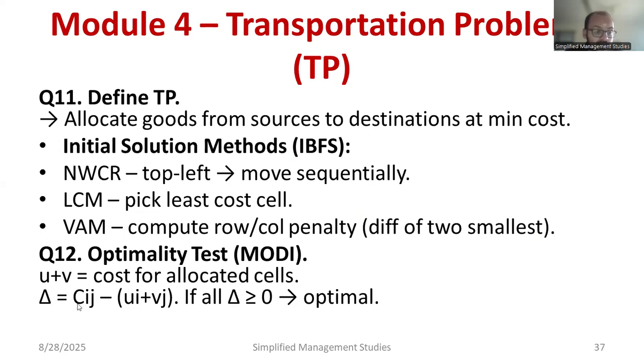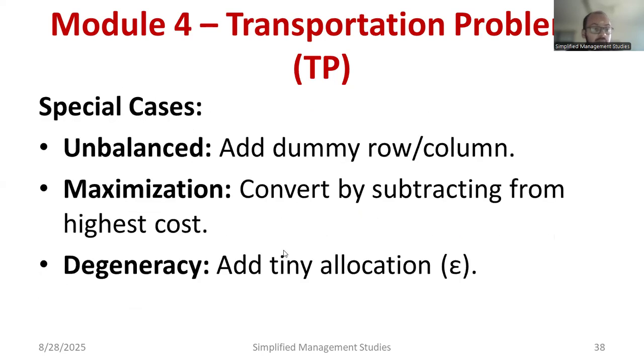The formula delta equal to Cij minus (Ui plus Vj) for all delta greater than or equal to 0. That is called the optimal solution. That is known as the optimality test. This is also known as the MODI method. So there are special cases: unbalanced condition, maximization condition, degeneracy condition. Please remember these particular cases. You may get theory type questions or numerical questions.